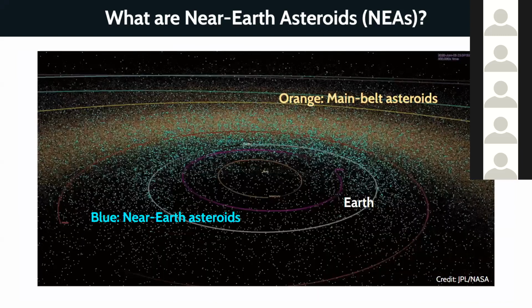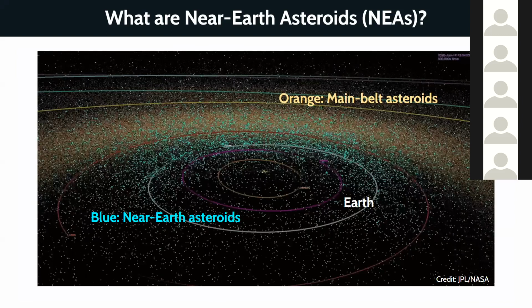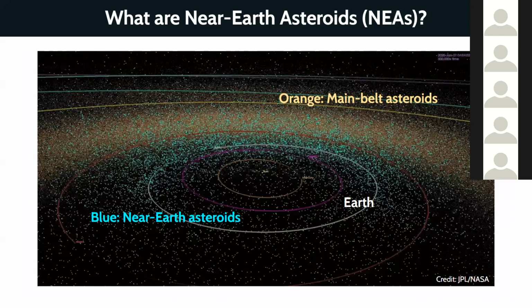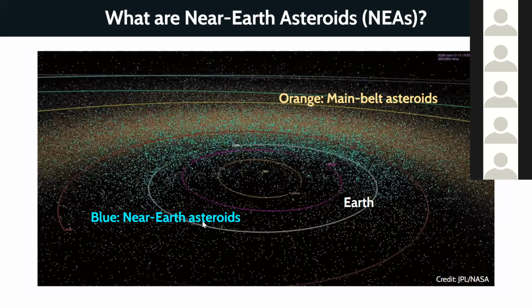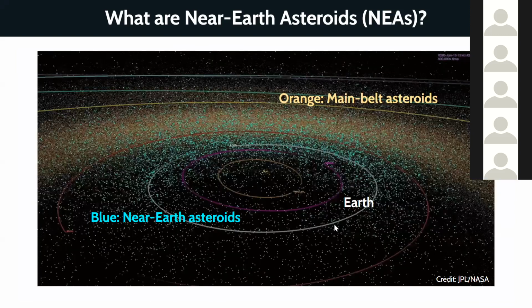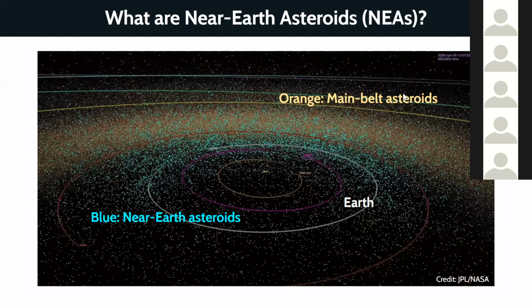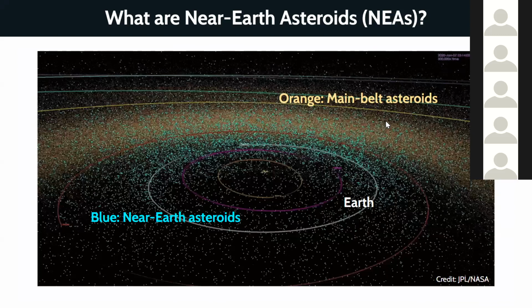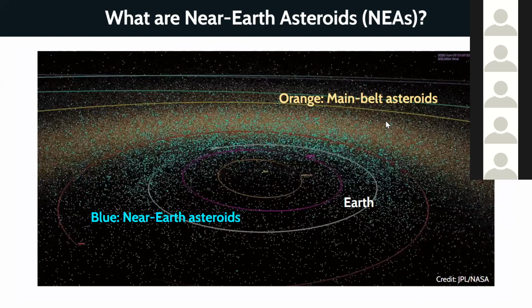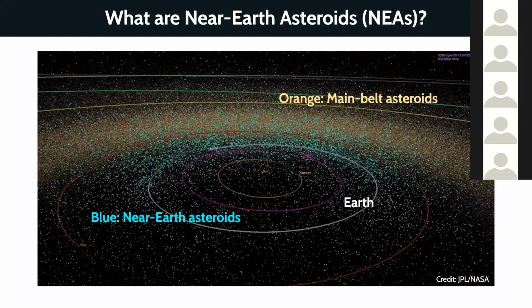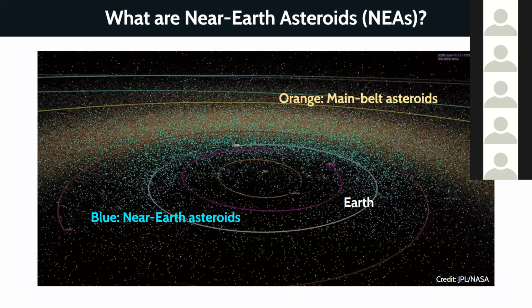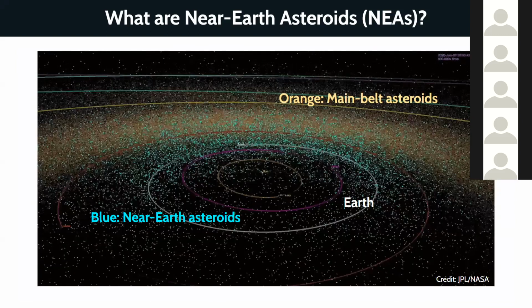So this animation, I quite like it because it shows the orbits of the near-Earth asteroids in blue, and the orbit of the Earth is shown in white or light gray, and all of the main belt asteroids are shown in orange. And here you can see how close they are to the Earth's orbit. This is just a nice animation.